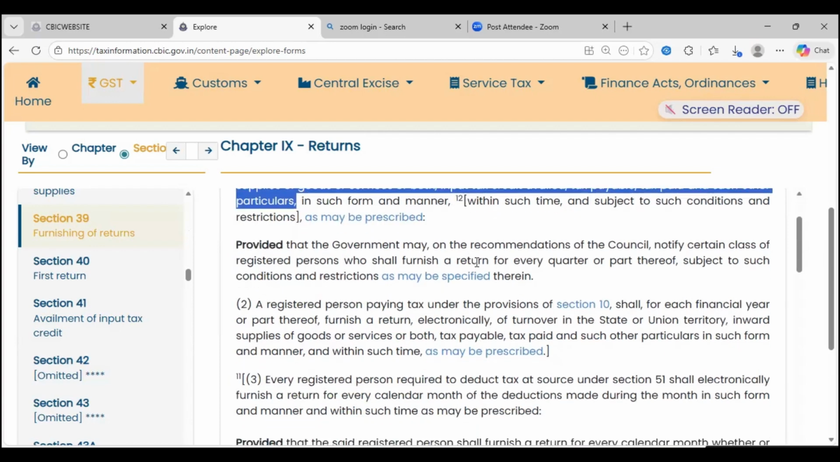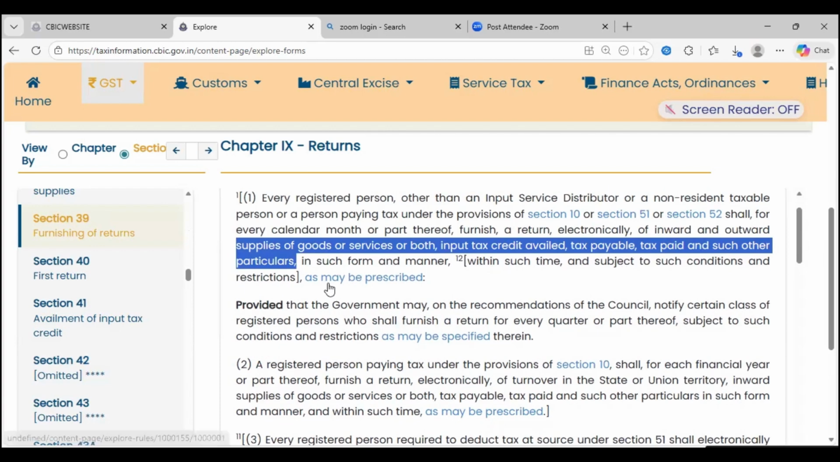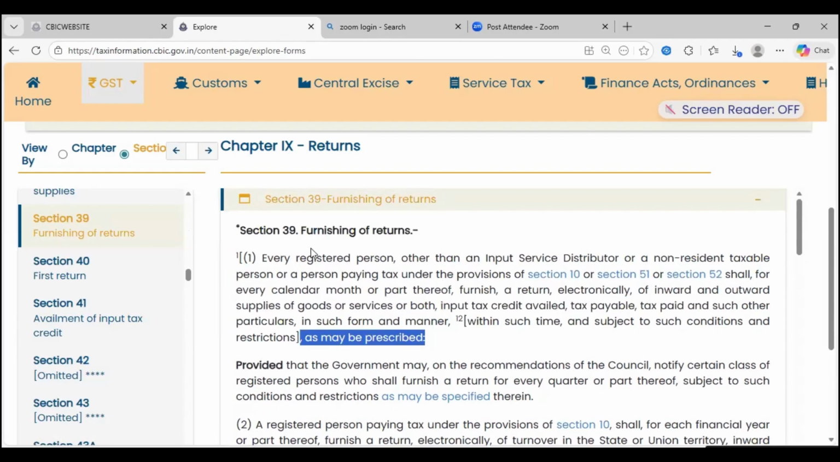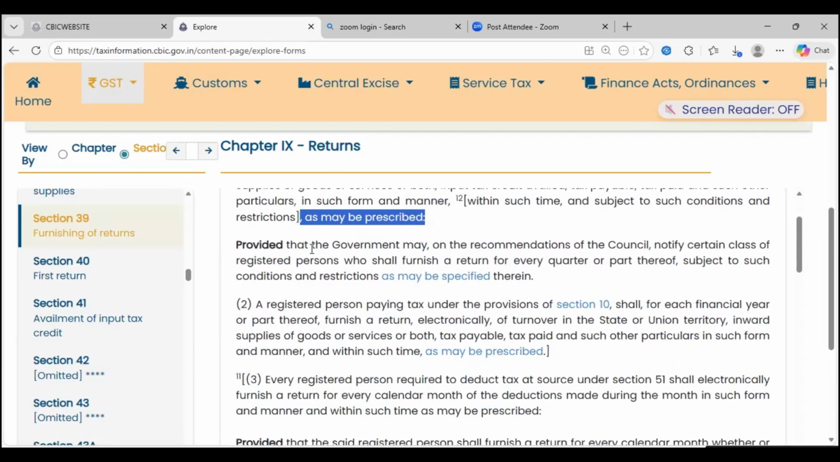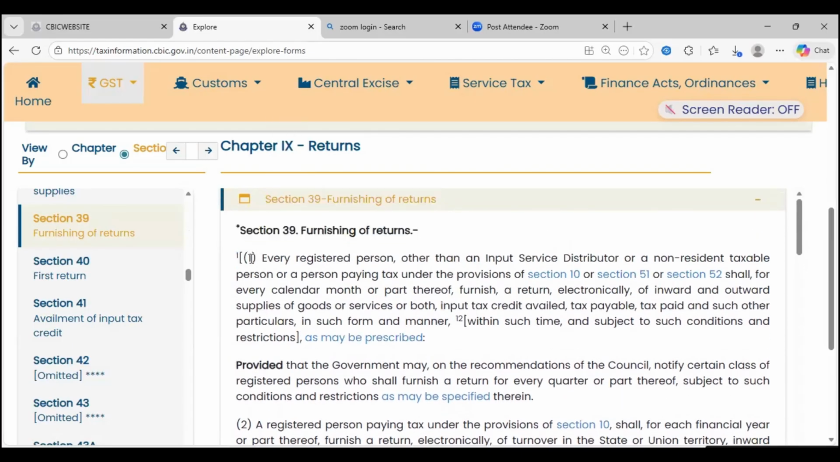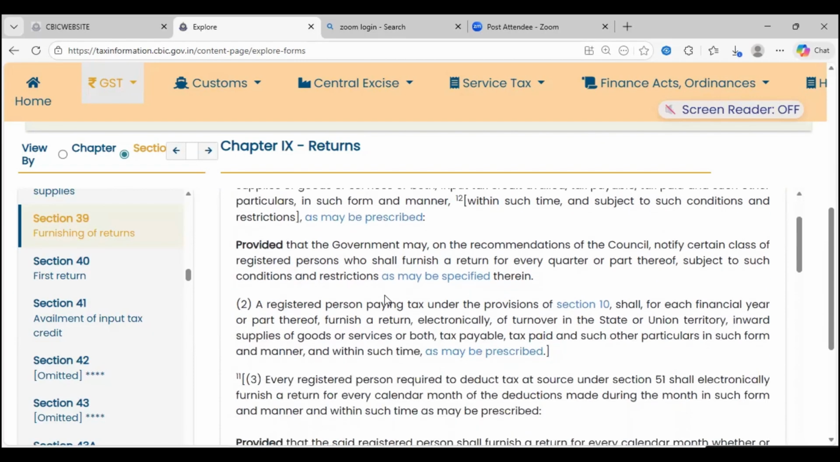In such form and manner, within such time and subject to such conditions as may be prescribed. Now, when they say as may be prescribed, the rules are there which prescribe under Section 39. So as on today, when we read this sub-section 1, it is GSTR-3B which is covered as a return. GSTR-1 is not a return, that is a statement.